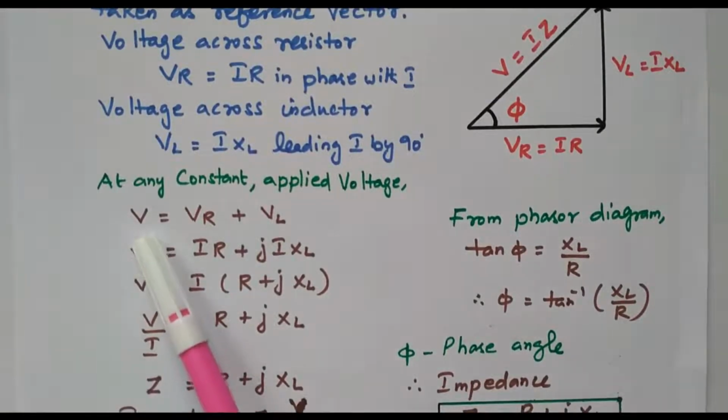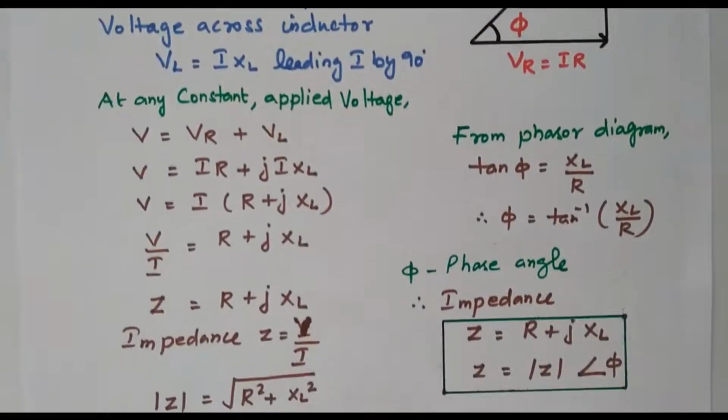The total voltage V equal to VR plus VL, the voltage drop across the resistor and inductor. So V equal to I into R plus j I into XL. What is this j? The j operator represents that the voltage is leading the current by 90 degrees. We can take I outside, so R plus jXL, and bringing I to the denominator, V by I equal to R plus jXL.